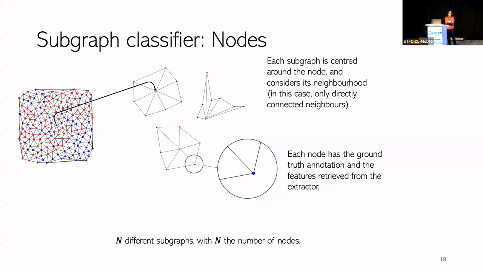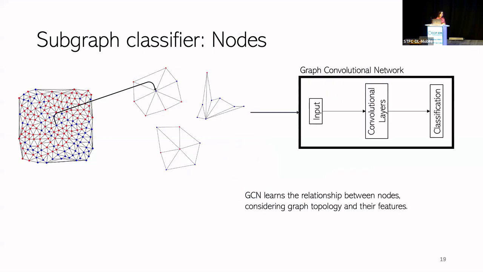But we also take the neighborhood. In this case, we just care about the direct neighborhood, so only one jump. And we bring in another network, a graph convolutional network, but in this case, we actually care about the classification. So we feed these subgraphs into it with the annotations, and we try to, basically, learn the relationship between the nodes.